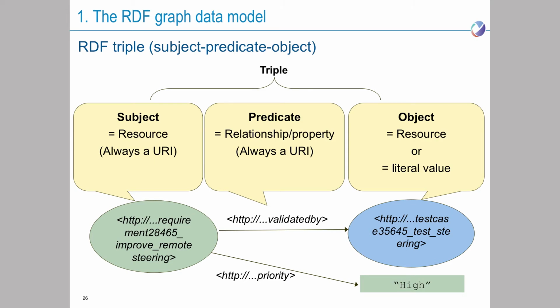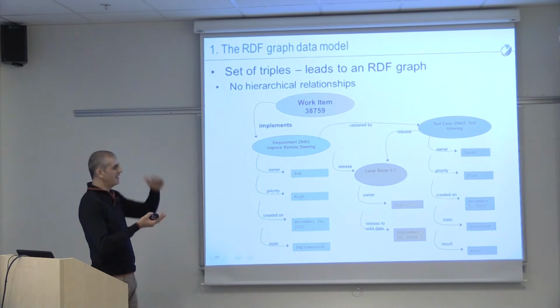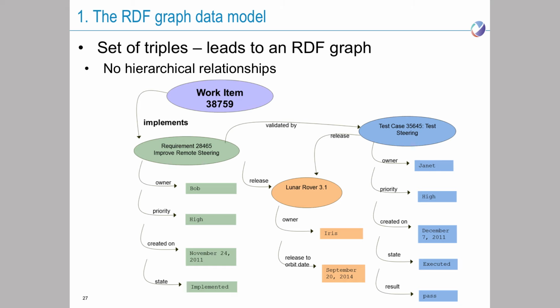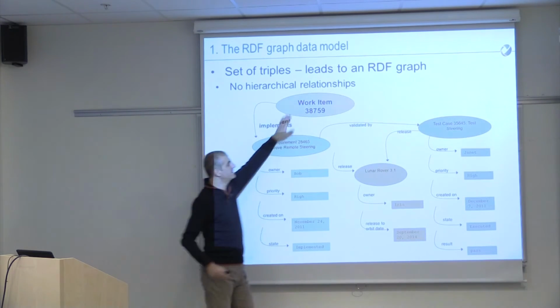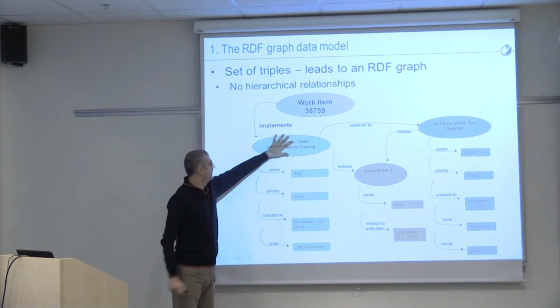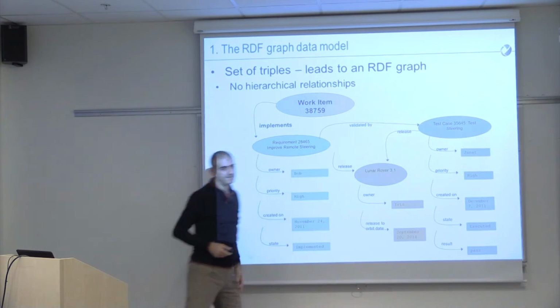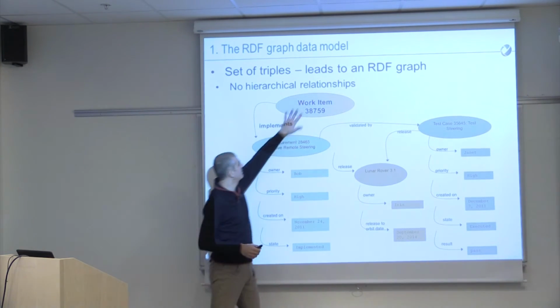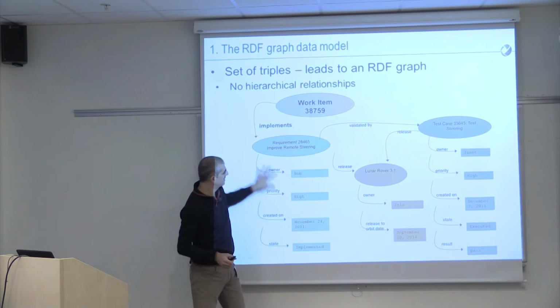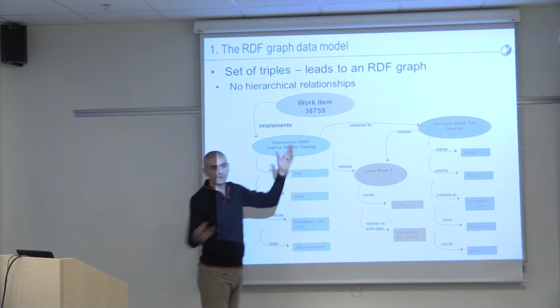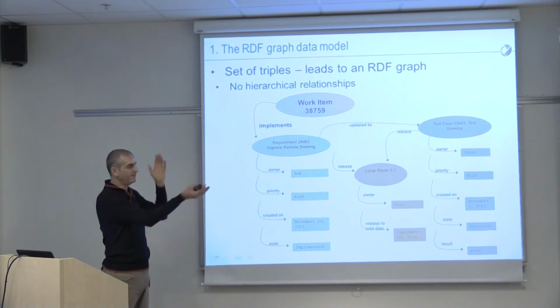Okay, so this is actually how it looks on the line. You have URIs everywhere. And if you have all these statements, you can create a whole graph of information. And that's when you start navigating. There's no hierarchy in this. It's purely a graph of relationships between resources. A work item implements a requirement which has these properties. It's validated by a test case which has these properties, etc. This is an object of this statement, but it's also a subject for these other statements. And you have a graph. You start here, and then you can navigate wherever you want. You can do queries with this technology, of course, to find everything you want.